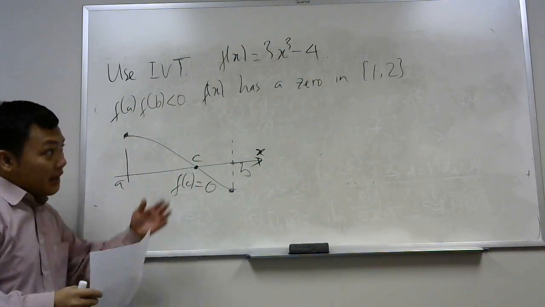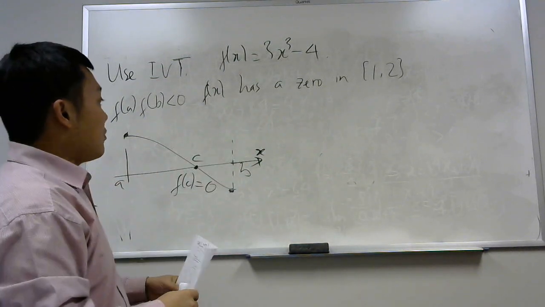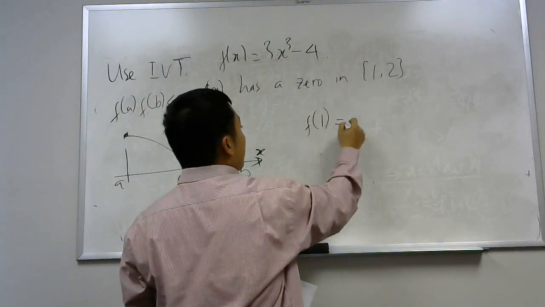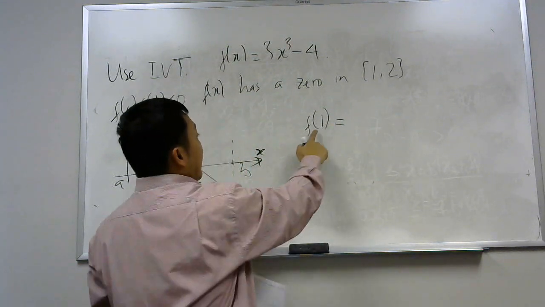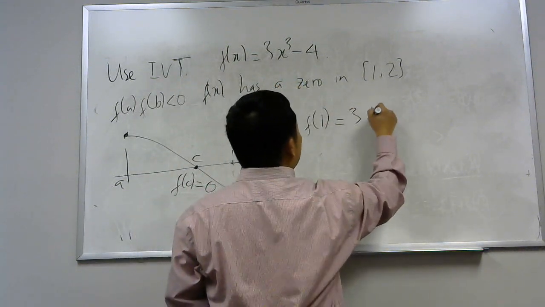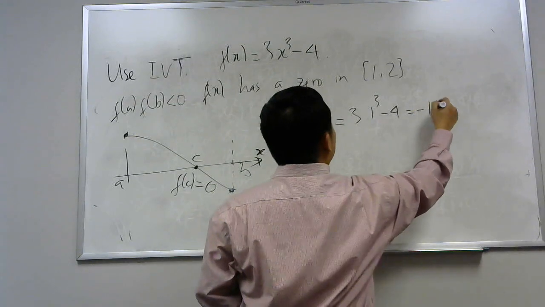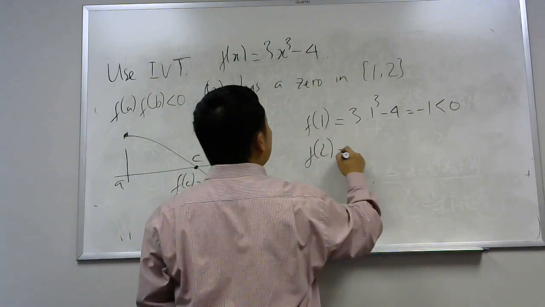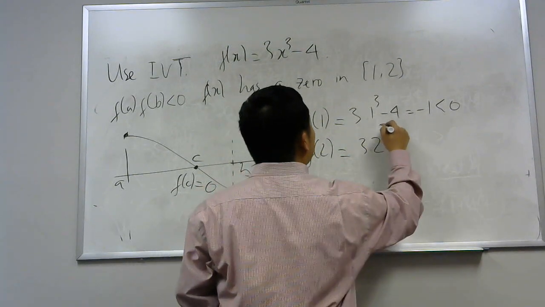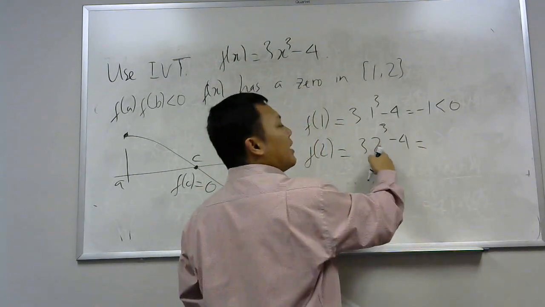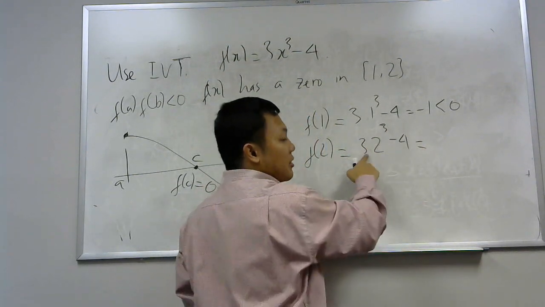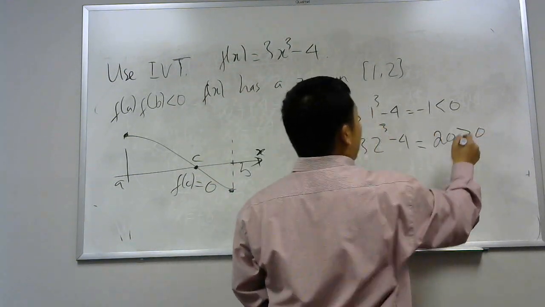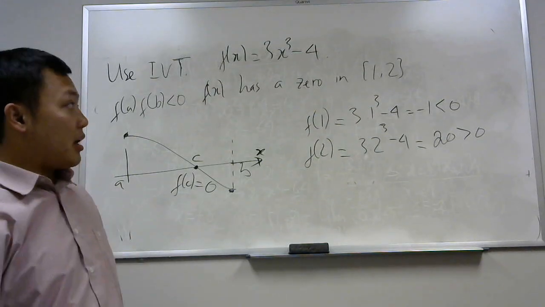Okay, so in this case, they give you 1 and 2. Now let's check. You just need to plug 1 into the function to find the function value, right? f of 1 equal to 3 times 1 cubed minus 4, which is negative 1, less than 0. That's perfect. What is f of 2? That is 3 times 2 cubed minus 4, which is 8 times 3 is 24, 24 minus 4 is 20. Bigger than 0. You are really good.